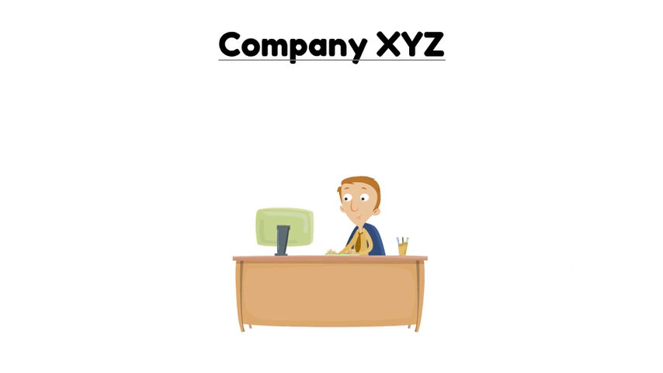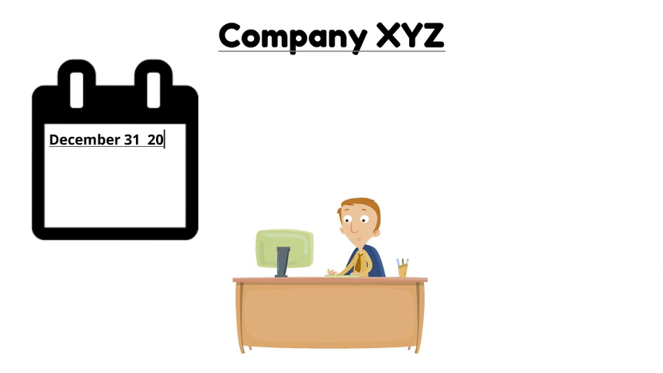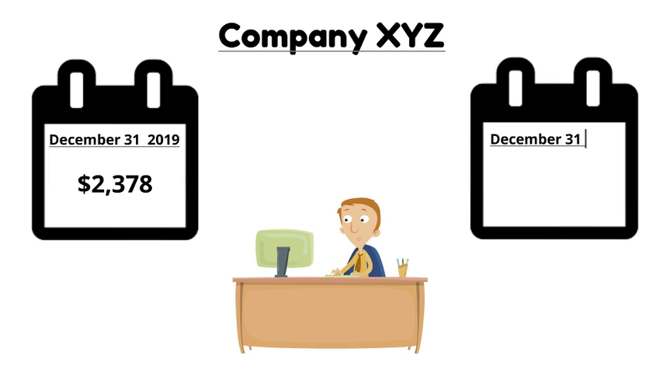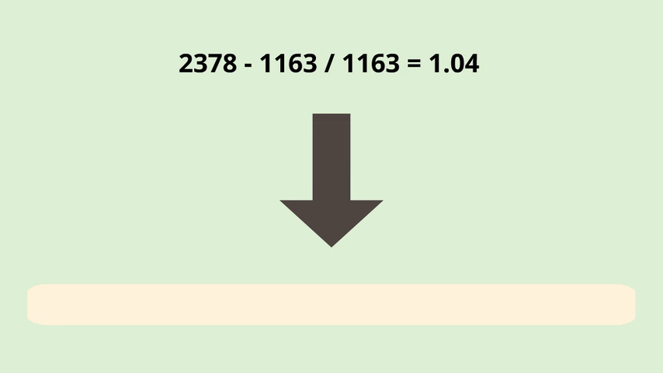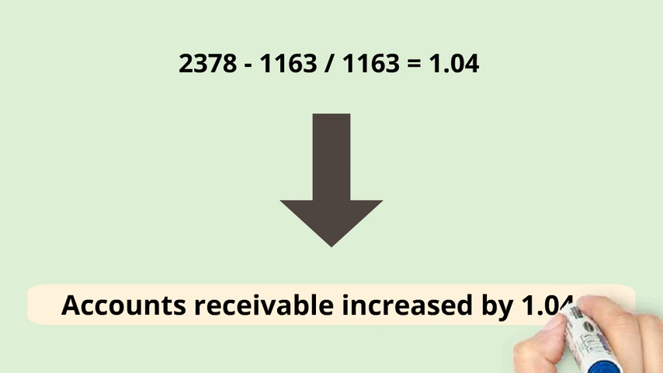For example, on December 31st, 2019, company XYZ recorded an accounts receivable total of $2,378, and on December 31st, 2018, the accounts receivable total was $1,163. Plugging that into the formula, we get 1.04. This means that accounts receivable increased by 1.04%.